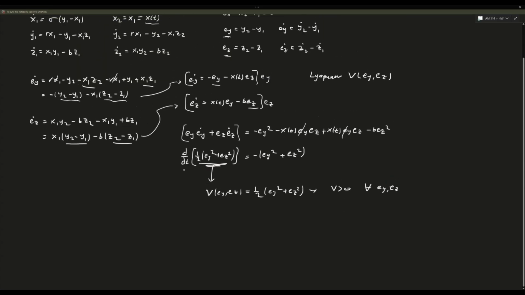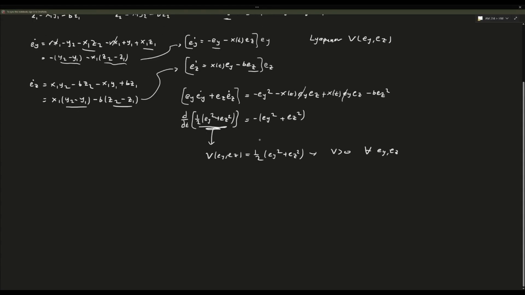And then the derivative here is, from here we took the derivative of our V. You can consider it this right-hand side. So this is V dot, which is negative EY squared plus EZ squared. And no matter what EY and EZ is, positive or negative, V dot is always less than 0 for all EY and EZ.